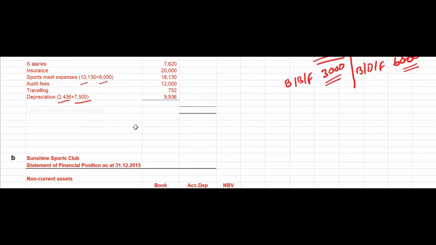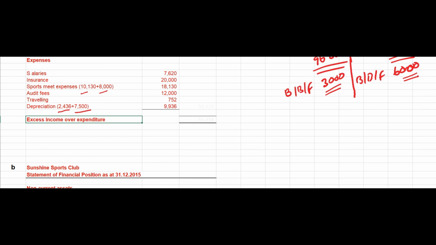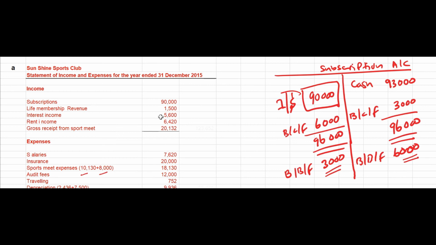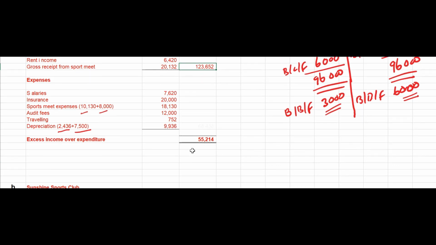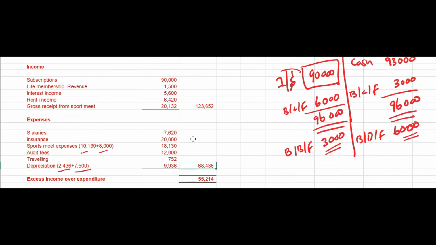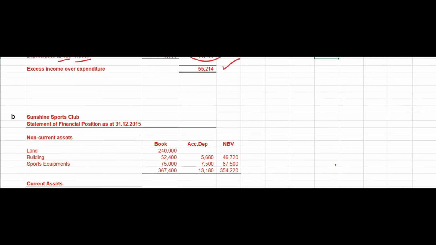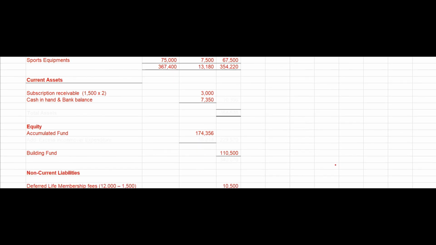And what is the profit? So we don't call it profit. This is excess income over expenditure. Okay, so this is the total income. Total income is 123,652, and the expenses 68,438. Your excess income over expenditure 55,214. So that has to be added here under accumulated fund.